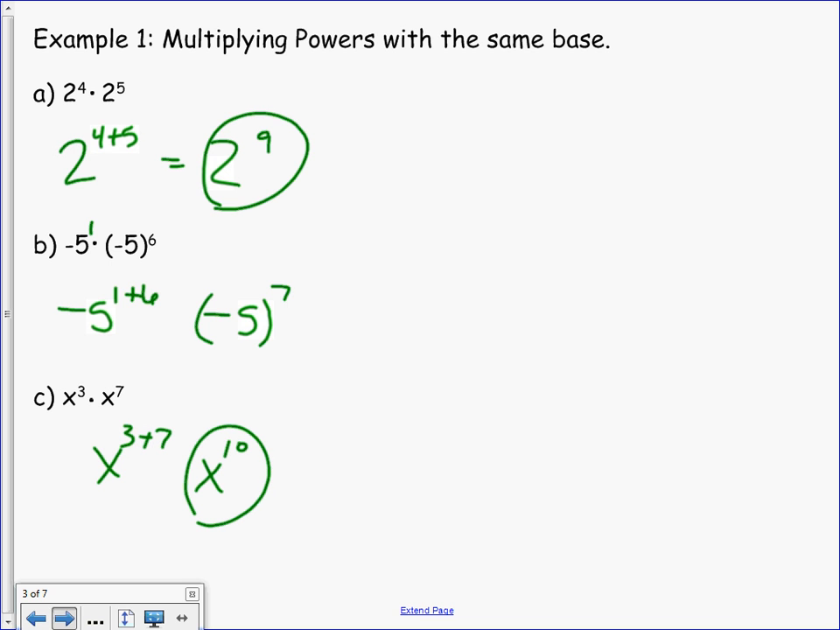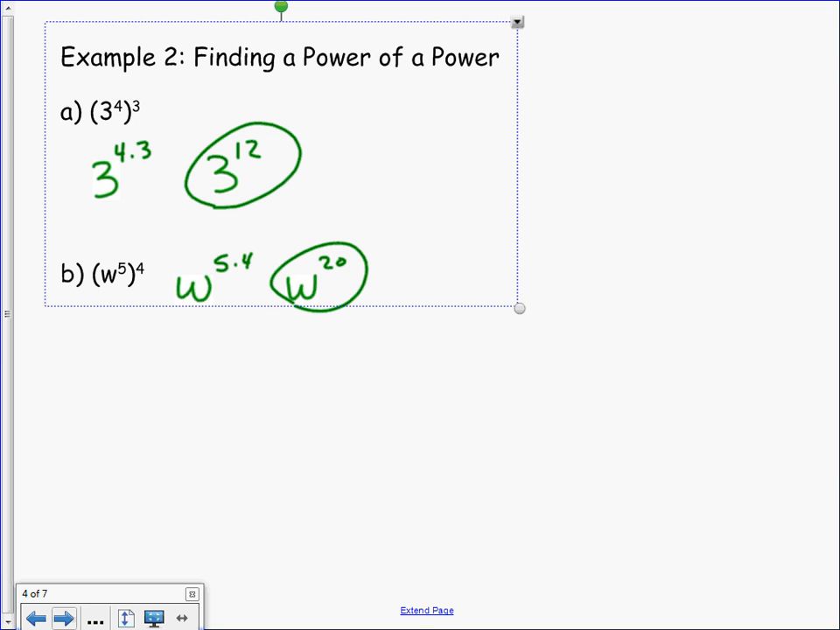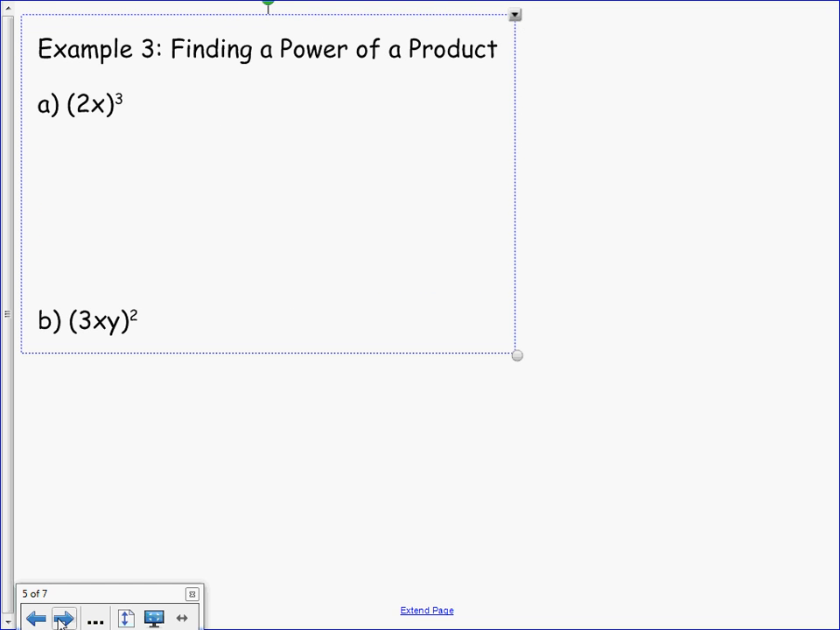All right. Now example 2 is dealing with the power of a power. So here, when we have one base raised to a power to another power, we have to multiply the exponents. So this will really be 3 to the 4 times 3, or 3 to the 12th power in simplest form. Now this would be w to the 5 times 4, which would be w to the 20th. Okay. And example 3, finding the power of a product.